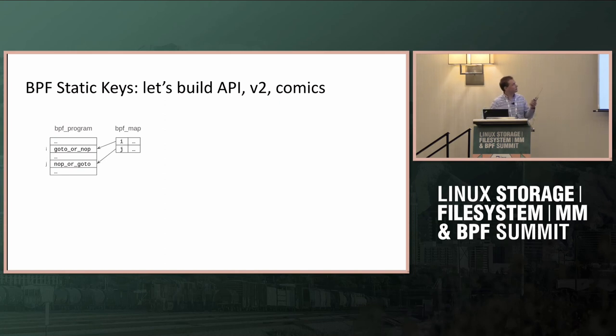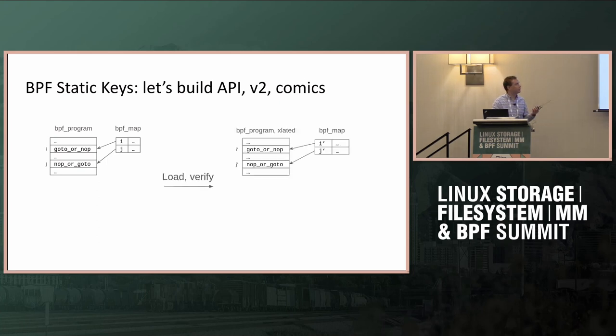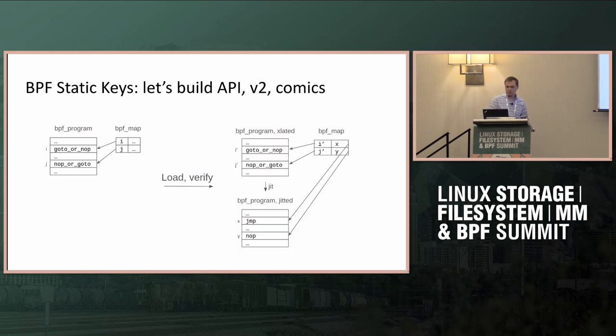So basically this static key, or instruction set, or whatever, is just a list of indexes inside the program. When the program is loaded and verified, it happens that instructions change their addresses because we insert instructions and delete instructions, and then the indexes inside the map also have to be adjusted to point to the same correct instructions. And finally, when we JIT the program, we need to record the indexes and some little bit more information of the actual native code inside the same map. And then we can manipulate it.